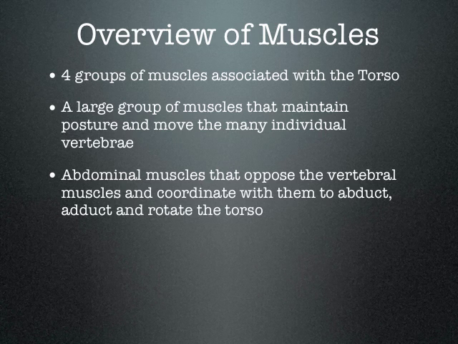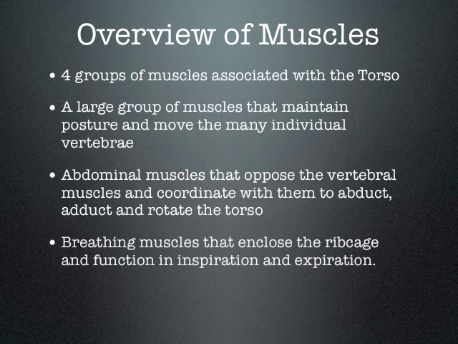The third group that you see on your list are what we refer to as breathing muscles. These are muscles that are clustered around the rib cage. In order to breathe, you must expand the size of your thoracic cavity. The size of the thoracic cavity has to increase, and so these muscles do that.